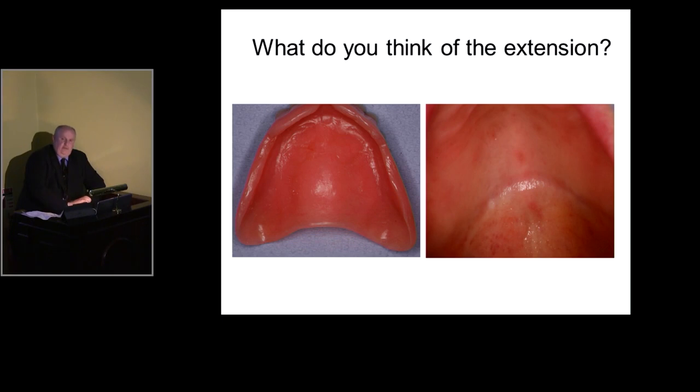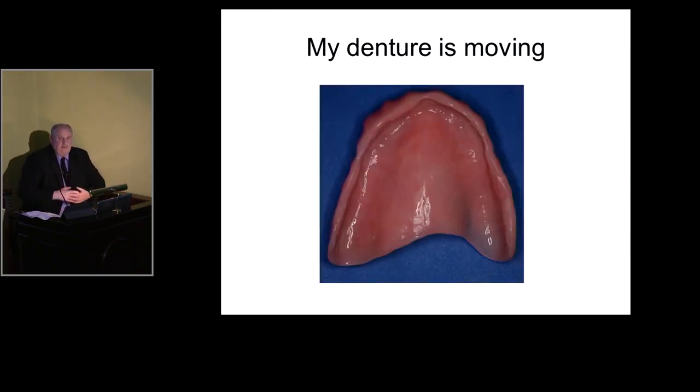So what do you think of the extension of this denture yourself? Well, when we look at the tissues here, that's the outline of the denture. That's the fovea palatini there, so this denture is underextended. Will it have maximum retention? No. Is surface area a big deal for dentures? Huge. Okay. This person says my denture is moving. What do you think of the extensions of it? It's probably underextended here.